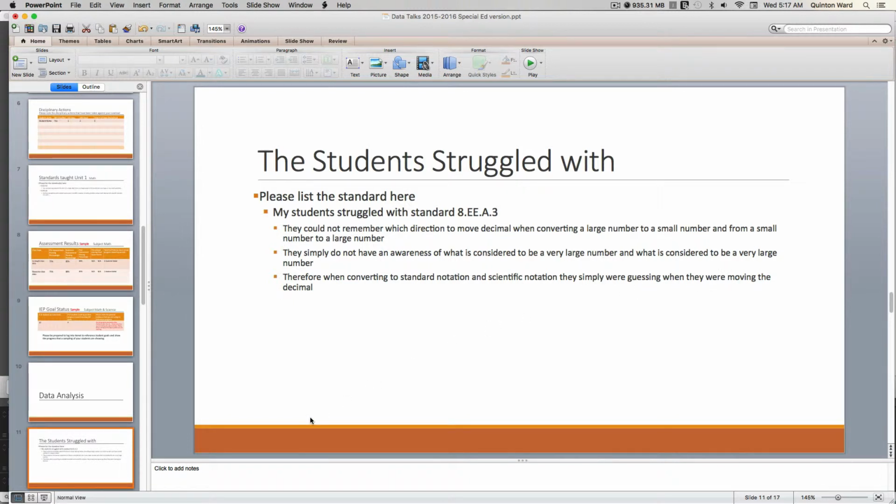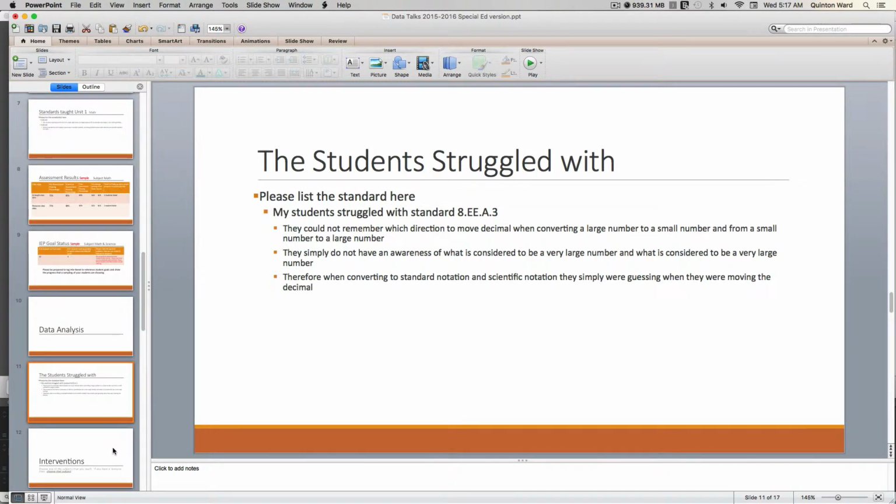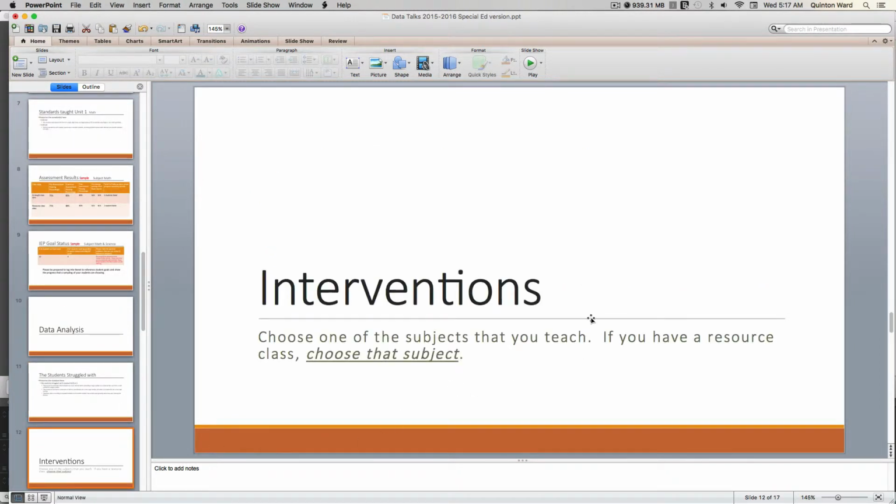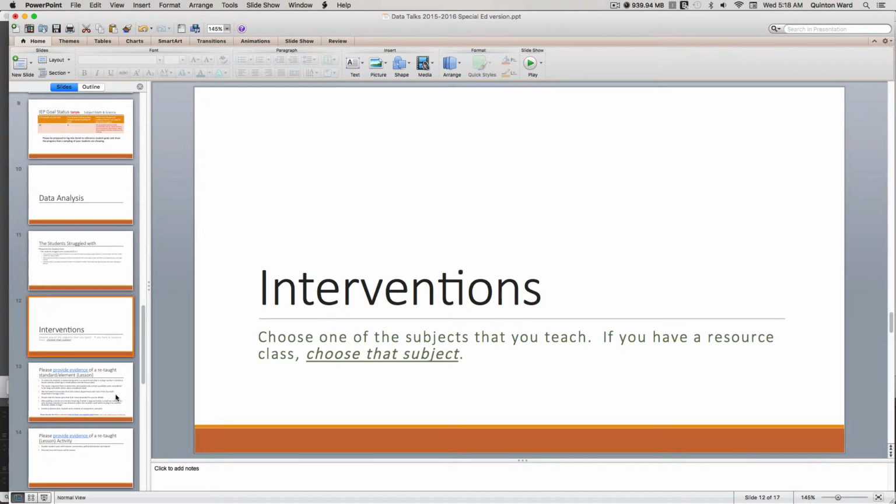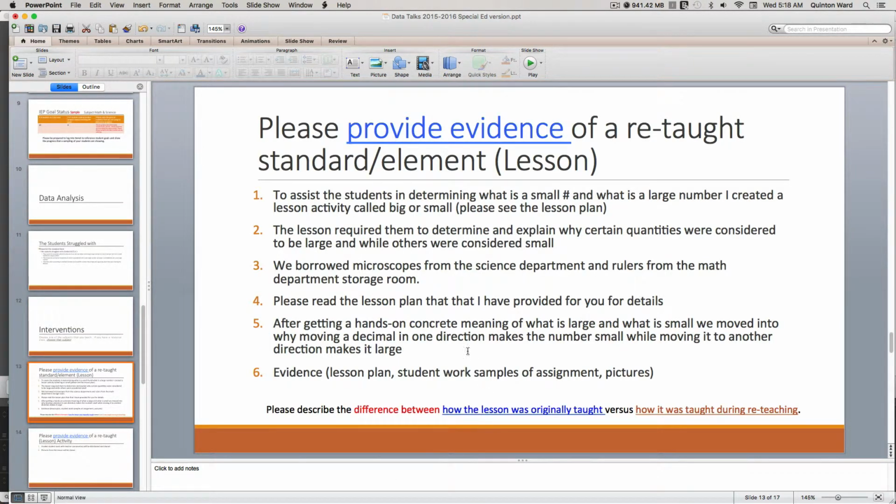Now, the question is, what did the teacher do about it? That's the entire essence of the intervention slide. What exactly did the teacher do about it? Well, the key word is evidence. Don't just speak about what you did, provide evidence of what the teacher did to ensure that the child got a greater understanding of that standard.